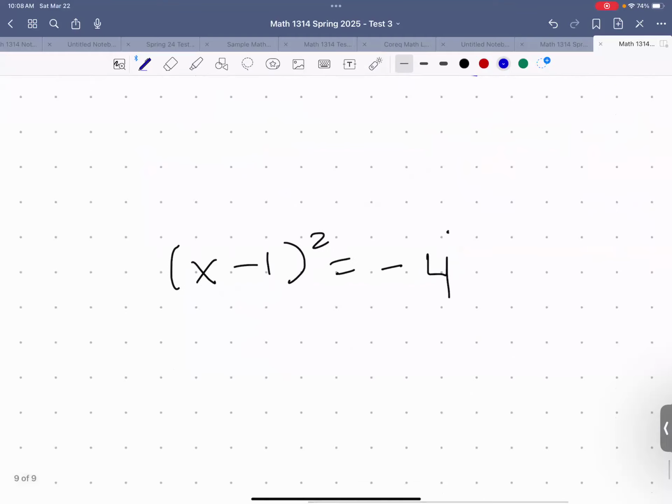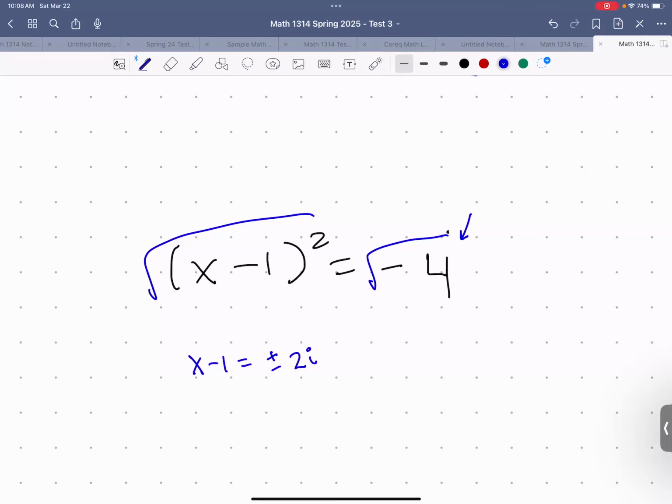Here on this one, x minus 1 squared is equal to negative 4. Again, our squared quantity is already alone and equal to a constant, so I'm going to take the square root of both sides to solve. That's going to give me x minus 1 is equal to, this becomes what, 2i because of the negative, and it is that plus and minus 2i.